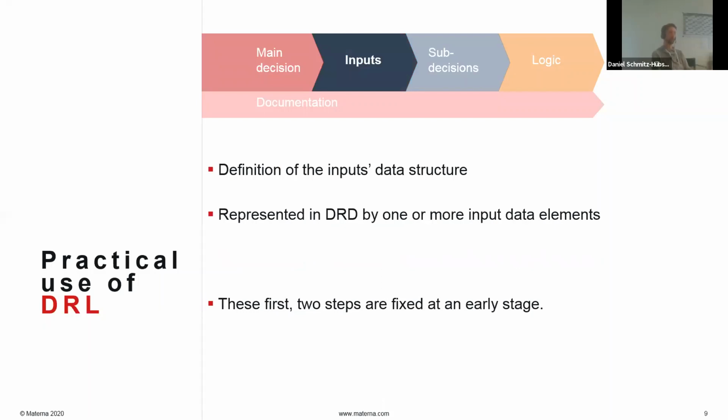So the inputs, they are defining the data structure. And as you know, they are represented in the DRD by the input data elements. And these first two steps, the information therefore comes from the outside. That's the border you get from the outside for your DRD and for your decision model.